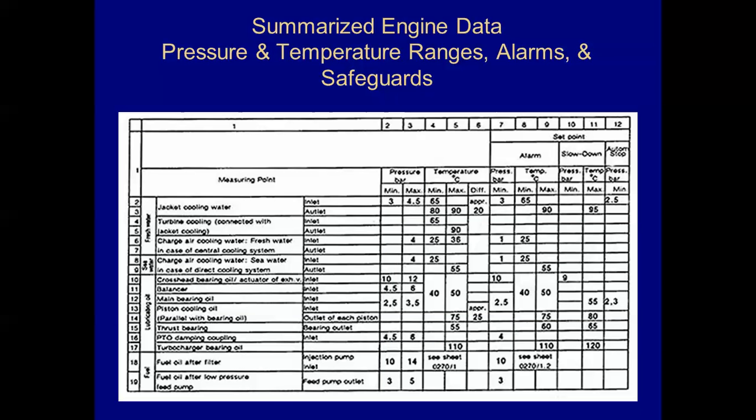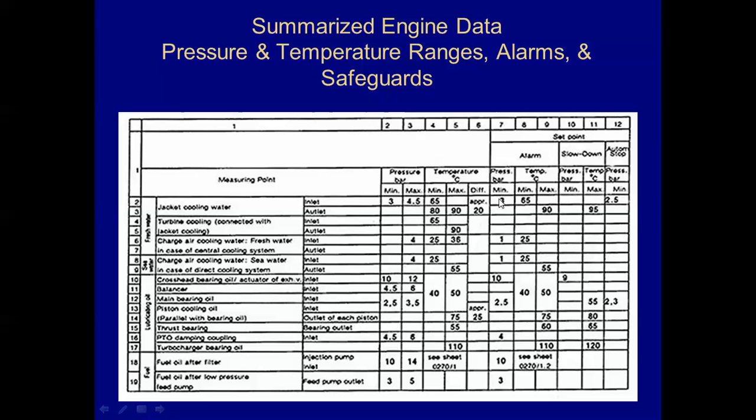Whenever you go on a ship, you're going to see a chart similar to this, either in the control room or up in the engineering office, usually in the control room. What I want to point out is that you need to know, over on the right, your alarm points, whether it's going to cause a slowdown, and at what pressure or temperature, and automatic stop. So let's take jacket cooling water on the top. Inlet and outlet, your normal is 3 bar to 4.5 bar, at a temperature of at least a minimum, and with the engine running you're going to want to be more up around 80, but a minimum of 55.